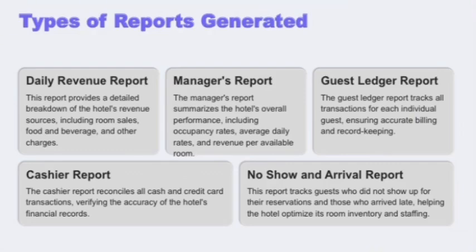So next is the manager's report. The manager's report summarizes the hotel's overall performance, including occupancy rates, average daily rates, and revenue per available room. This is a comprehensive overview for management, including operations, occupancy, revenue, guest feedback, and staff issues. This may include key performance indicators, guest complaints, and maintenance issues.